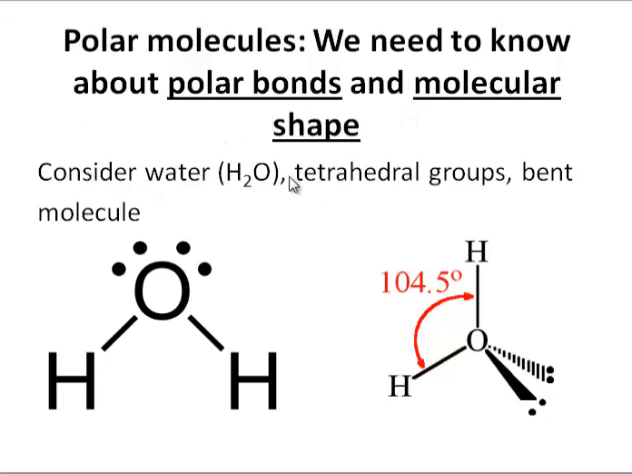Let's consider water, which we've seen is a molecule with 4 pair groups on the central atom. Only groups on the central atom, not outer atoms, count. There are 4 groups, so the groups are tetrahedral, and the molecule is bent. And we've seen this picture of the molecule's shape before. Tetrahedral groups, bent molecule.